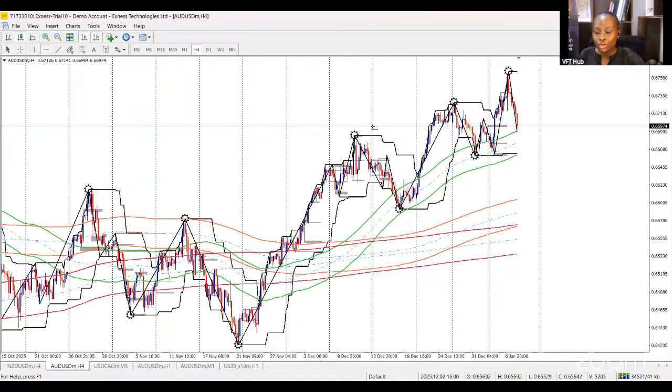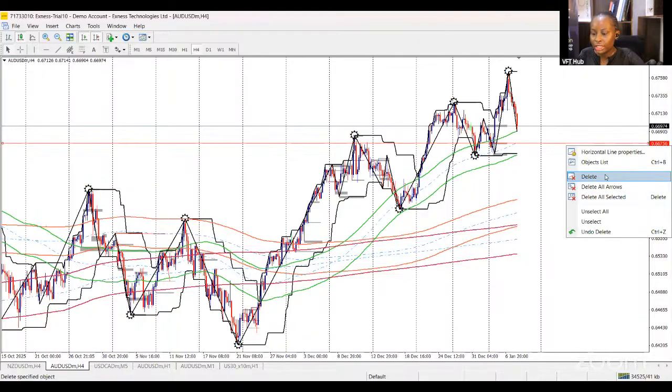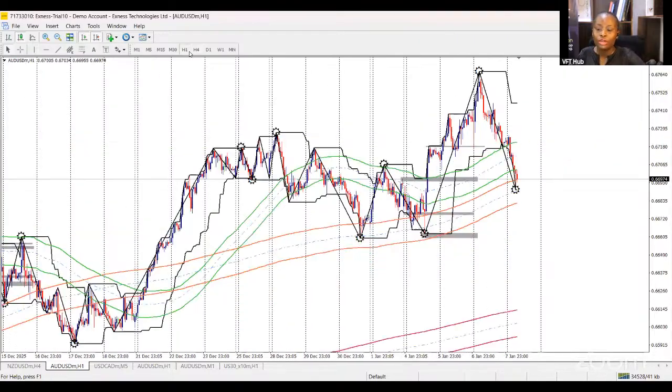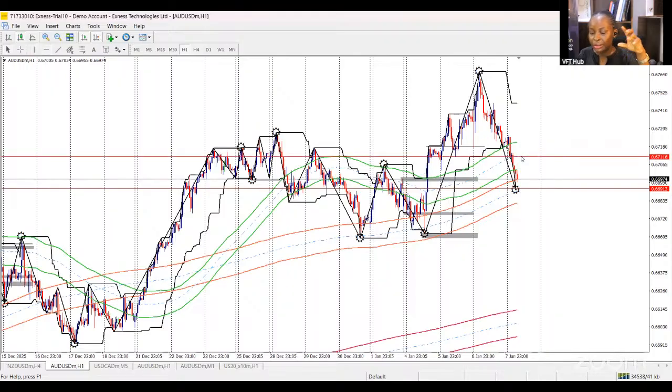Where is it likely to stop? This is the H4. I prefer to draw these zones on the H1 time frame, so let me take this out and go to the H1. On the H1 time frame, price is currently at a zone that could serve as support for AUD/USD to continue to buy. This could serve as support at 0.66913. It already broke through the first possible support level, which was 0.67116, so it is currently resting around this zone.